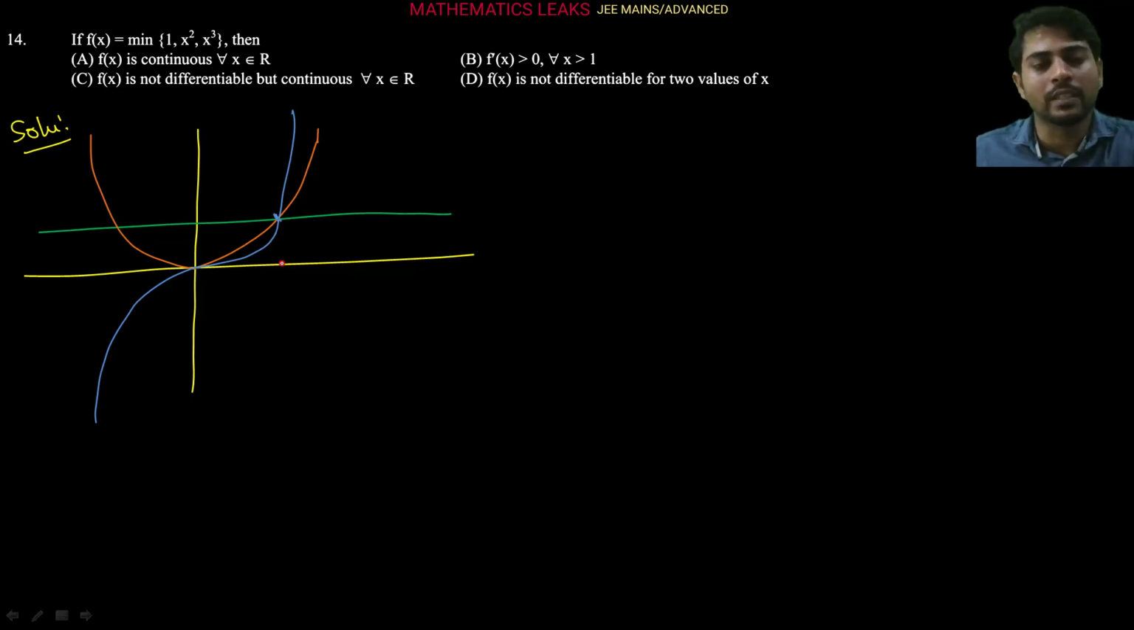Similarly, I am going to plot the graph of y3 is equal to x cube. The graph of y3 is equal to x cube will be like this, right? And all three graphs will be equal at the point x is equal to 1, as you can see here. So now we have to observe the min among these three graphs. Min means whichever graph is lowest, correct?